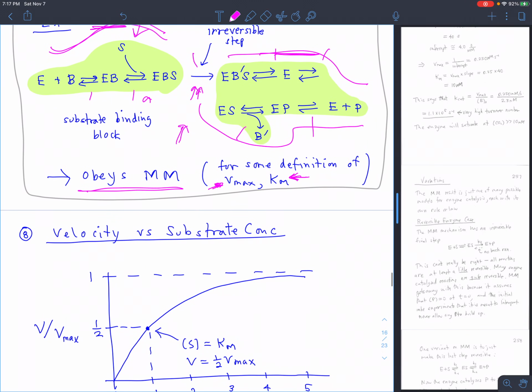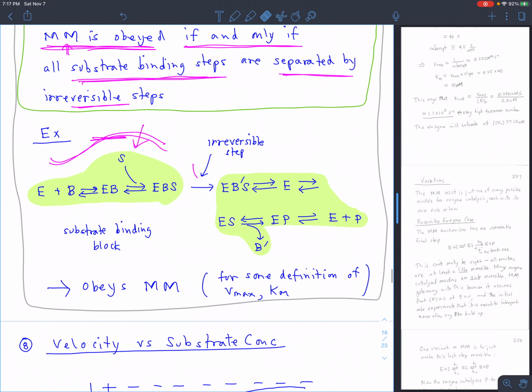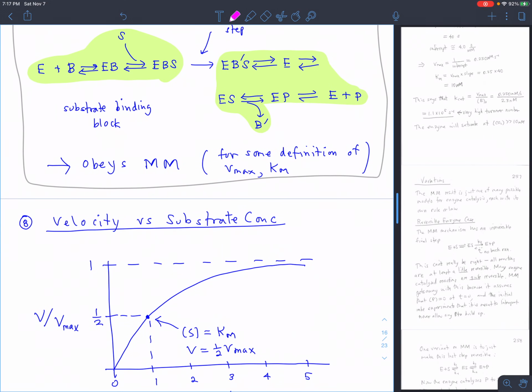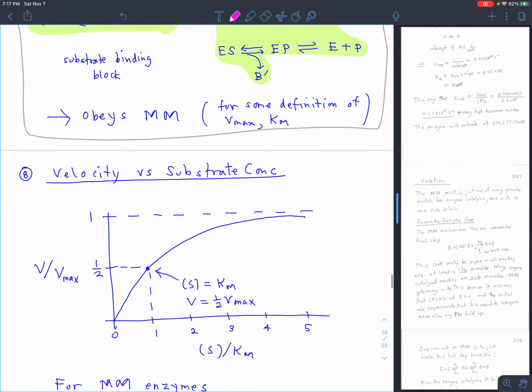All right. That's a bit of an aside that won't be on the exam. I haven't said nearly enough about it to be clear, but it hopefully keeps you alert that the fact that something obeys Michaelis-Menten doesn't mean it obeys the Michaelis-Menten mechanism.